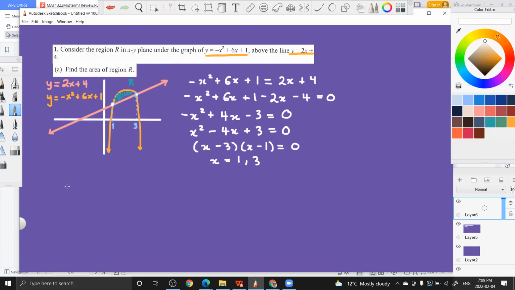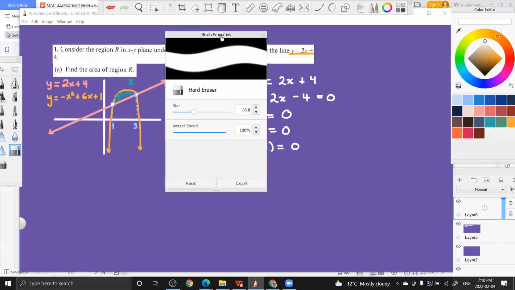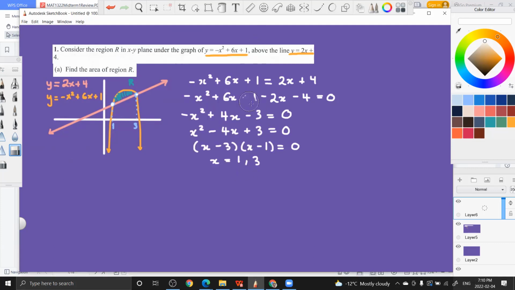So the next step is we are going to find the area under this curve. And can I erase this? Have you guys finished copying this down? Can I erase this? Yeah.